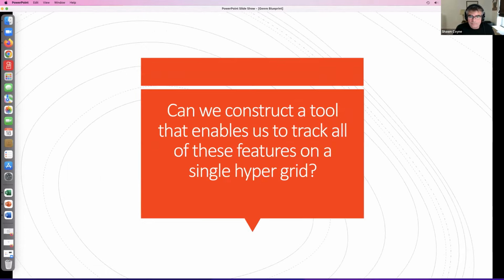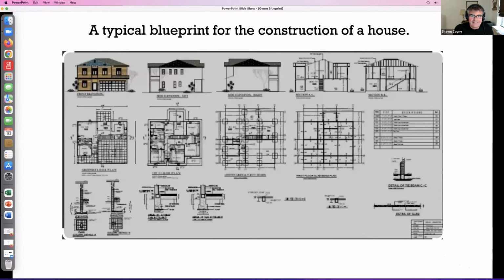All right. Wow, that's a lot of stuff, right? How are we going to track all that? It seems crazy. So can we construct a tool that enables us to track all of these features on a single hypergrid? I think you know the answer.